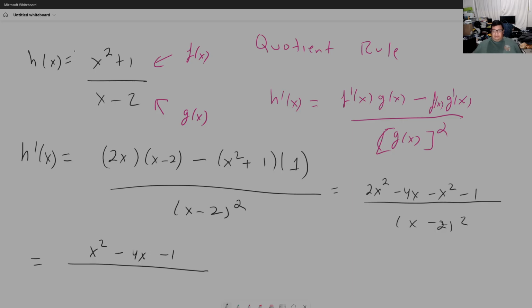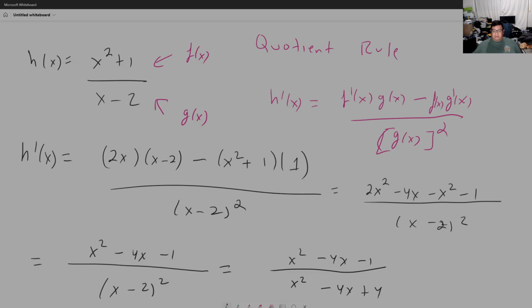Now we can leave it as (x minus 2) squared, or we can actually expand it to simplify even further. So it will be x squared minus 4x minus 1 all over x squared minus 4x plus 4.